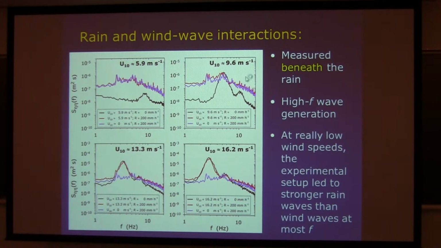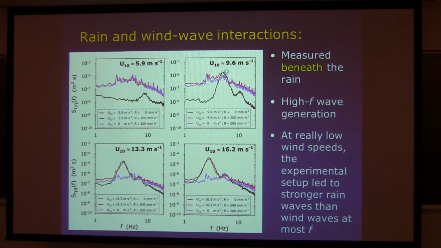And what we find at the lowest wind speed used of about 6 meters per second is that the wind-generated waves actually have a peak at about 8 hertz. So they're actually much shorter than the rain-generated waves. And so the wind and rain interaction spectrum is nearly identical. This is essentially identical to the rain only. So this is a fetch-dependent phenomenon.